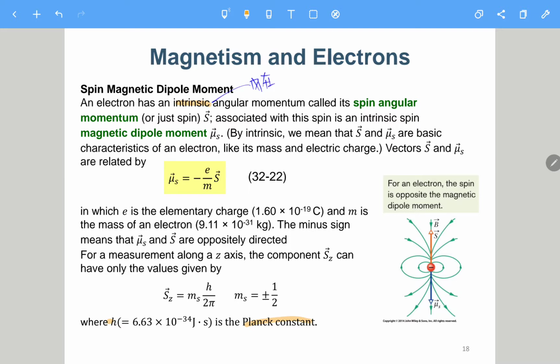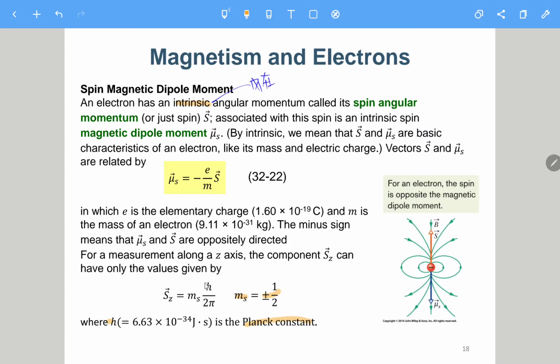6.63 times 10 to minus 34 joule second. Okay, and I suppose you will have learned this in high school chemistry class, which is the spin. It can only be plus or negative half. So this is the so-called quantum number of the spin. So this number can only be a plus or negative 1/2. And this is actually h, the Planck constant.